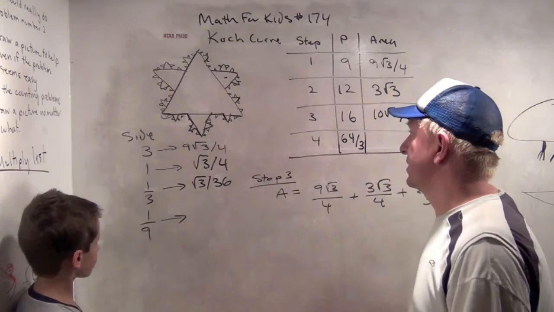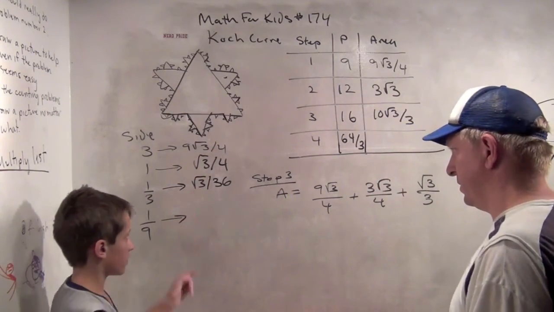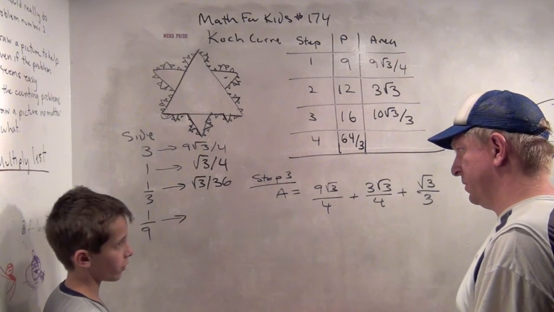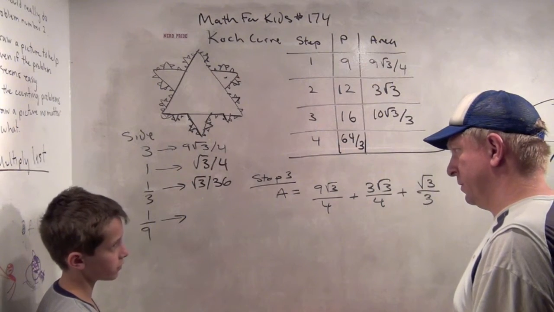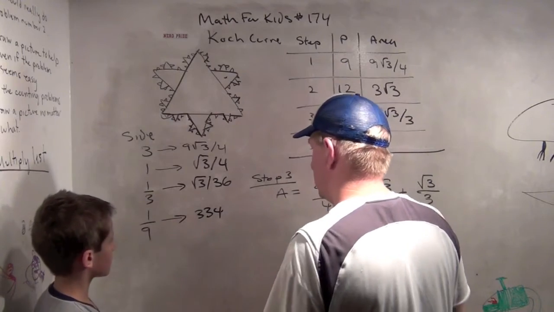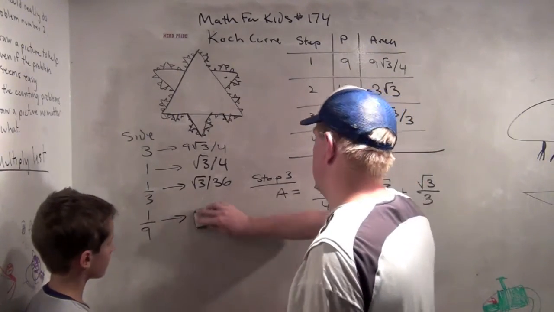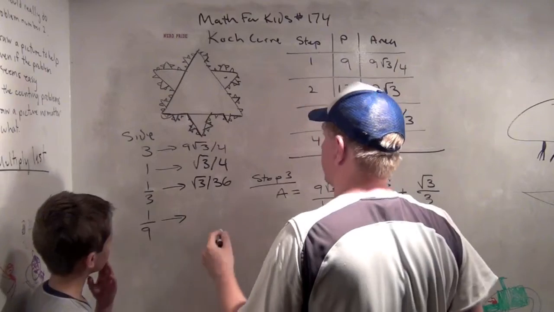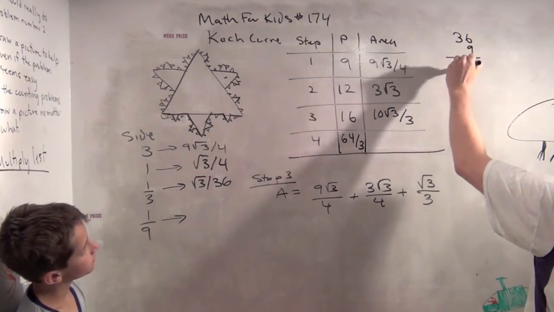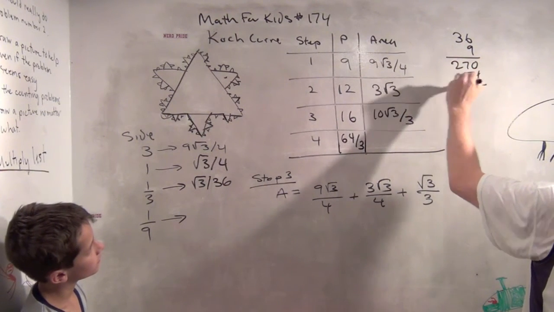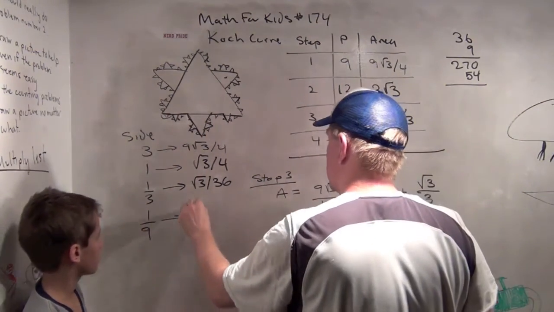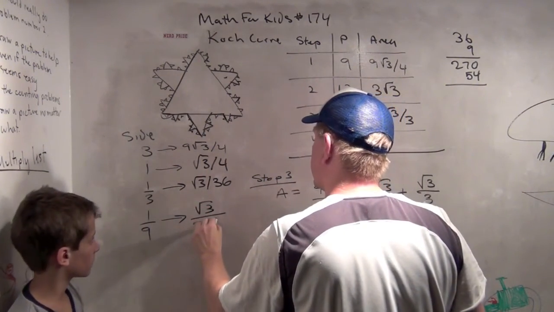So what's 9 times 36? So 9 times 3 is 270. Plus 9 times 6 is 54. So it's 334. 334? It's the square root of 3 over 334. Okay, let's check 9 times 36 just to be sure. 36 times 9 is 270 plus 54. It's 324. Square root of 3 over 324.